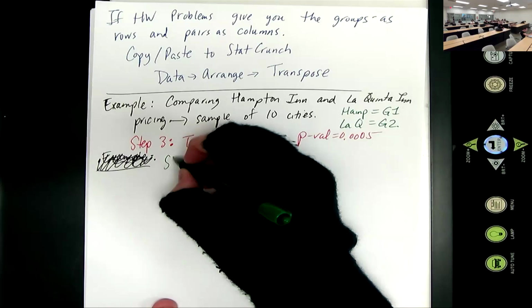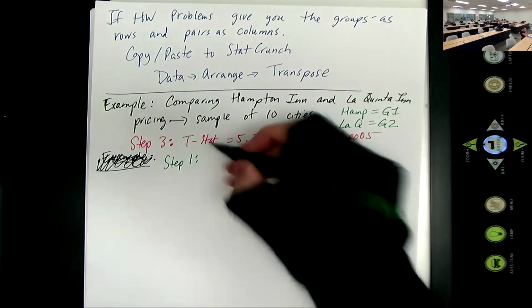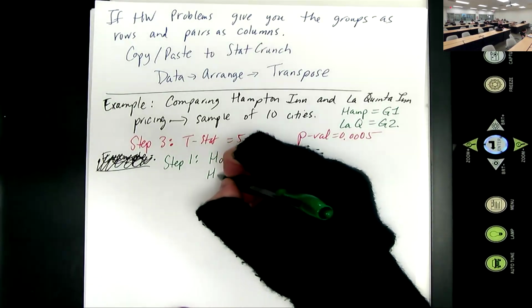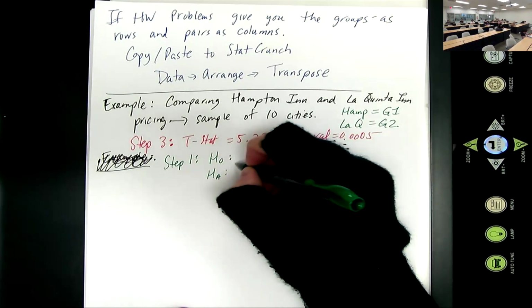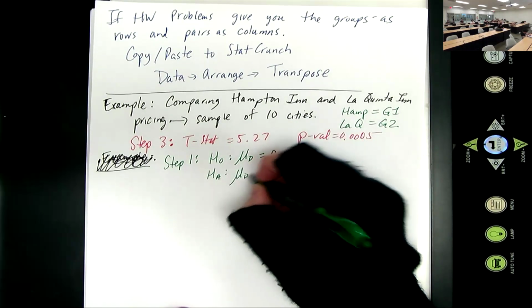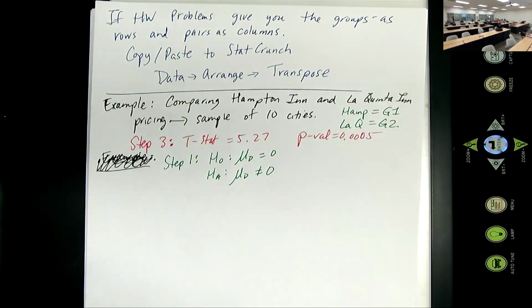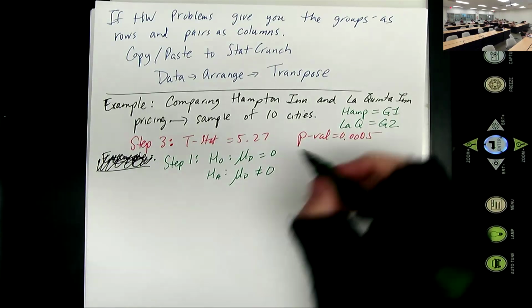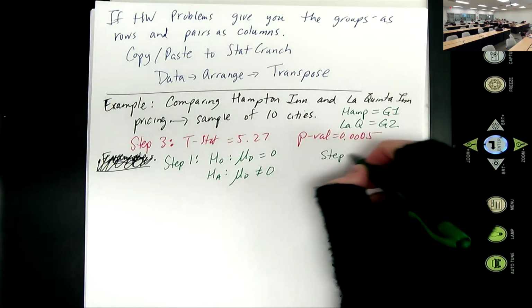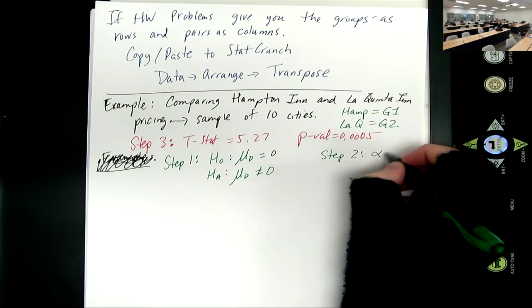So step 1 was really the one we should have done first, but as long as we have them all here, it's good to go. H naught and HA. H naught is mu D equals 0. HA is mu D not equals 0, because it said different. Step 2, they gave us an alpha. Alpha was 0.05.